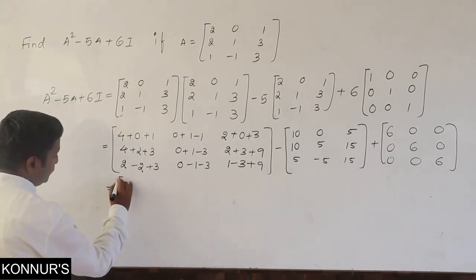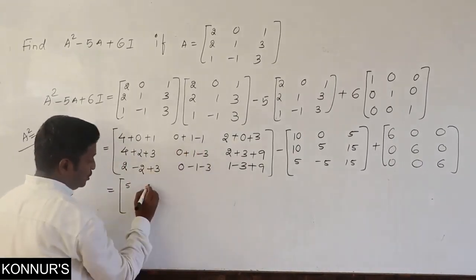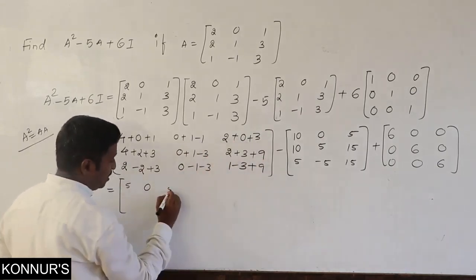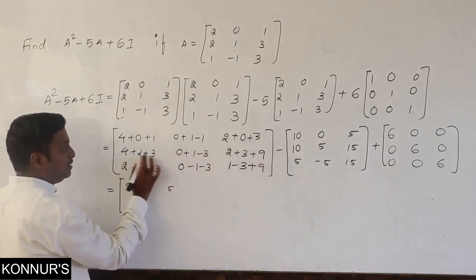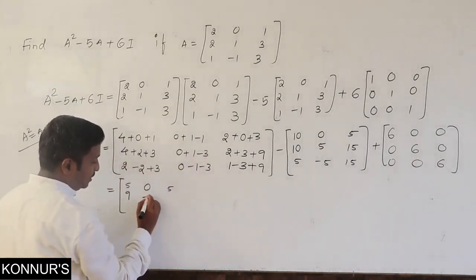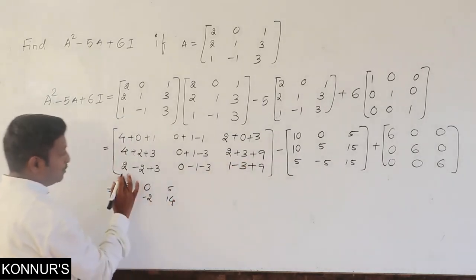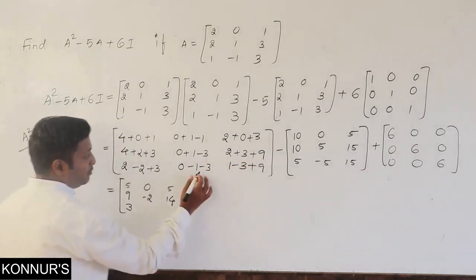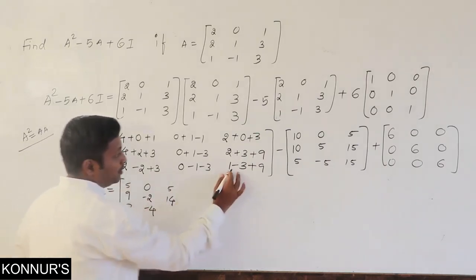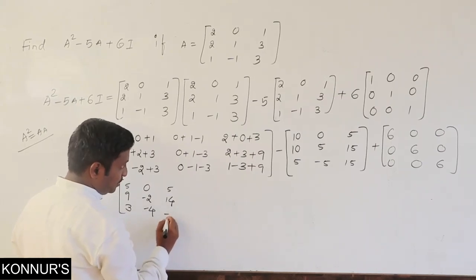Now, rewrite it. 4 plus 1, 5. 1, 1, 0. 2 plus 3, 5. 4 plus 2, 7. 4 plus 2, 6. 6 plus 3, 9. 1 minus 3, minus 2. 2 plus 3, 5. 5 plus 9, 14. 2 gets cancelled. 3. Minus 1, minus 3, minus 4. 1 minus 3, minus 2 plus 9. Minus 2 plus 9, 7.